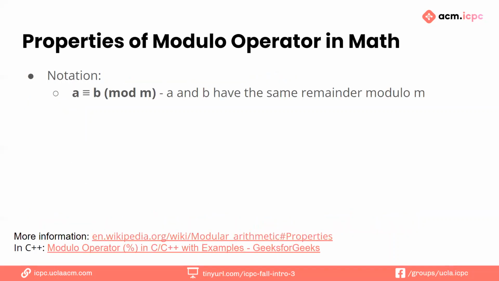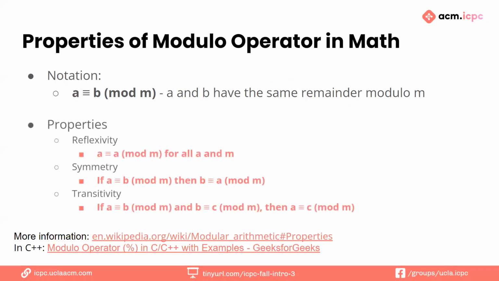And here are some properties of the modular operator and modular arithmetic in math. We write A congruent to B mod M if A and B have the same remainder modulo M, meaning if you divide A and B by M, you get the same remainder. And here are some properties.